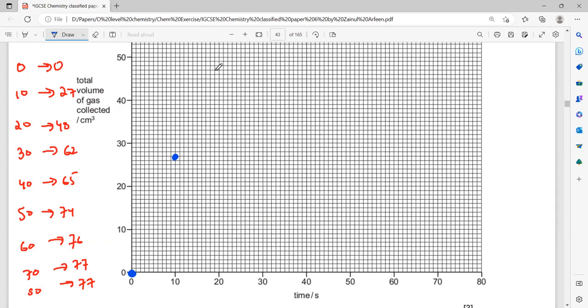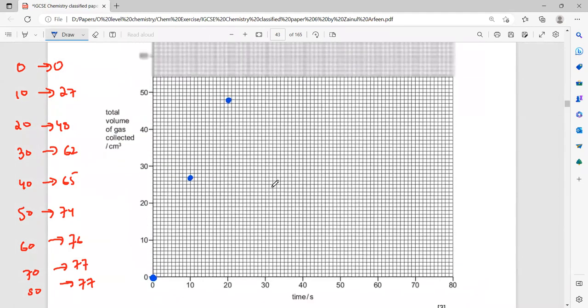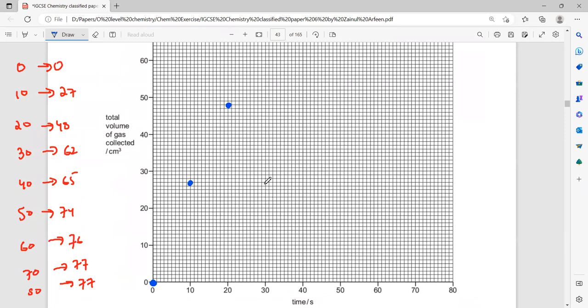This is 50 and below 2 boxes, because each box on the y-axis is representing 1, and on the x-axis also each box is representing 1. Then 30 and 62. So 30. So this is 60, 61 and 62. Then we have 40 and 65.